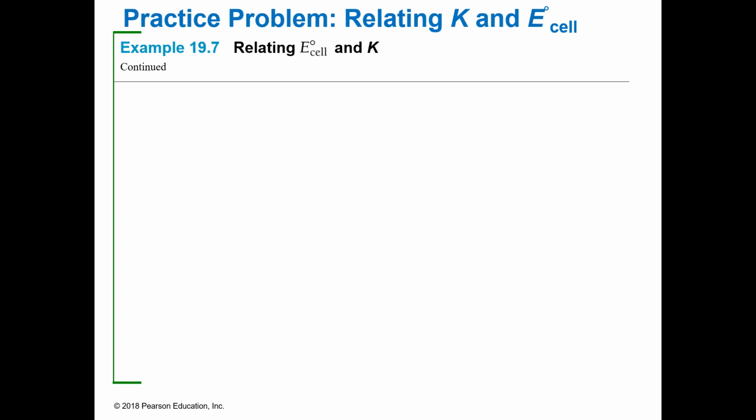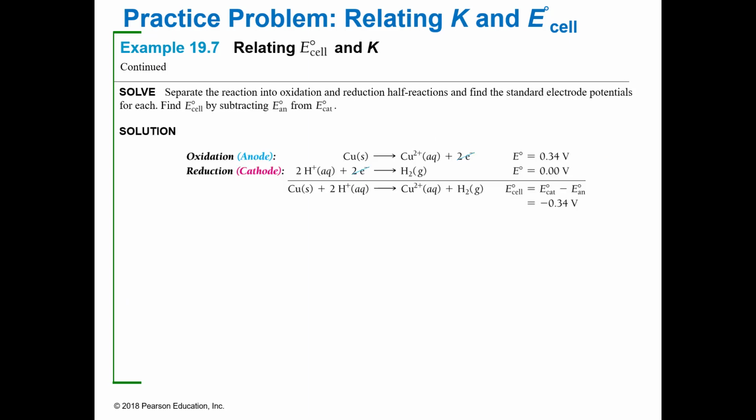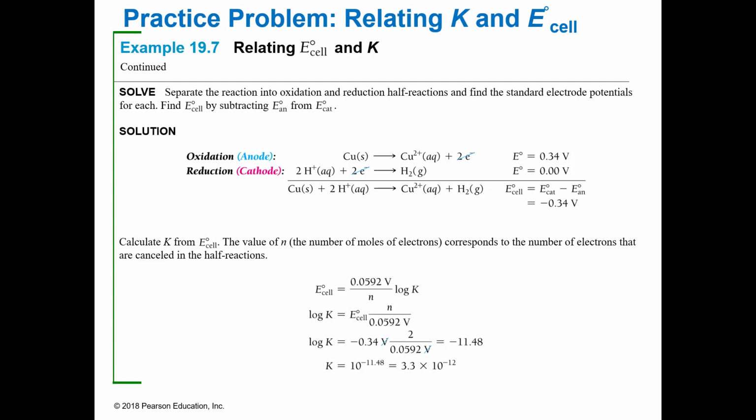You are going to find the standard cell potential, and so the copper is being oxidized and the hydrogen's being reduced, and it's 0. So cathode minus anode gives us a negative 0.34 volts, and you go, it's not going to be spontaneous. And then here's where it gets a little easier. You put in the standard cell potential, and again, the number of moles of electrons being exchanged in this reaction is 2. Divide by 0.0592 volts. The volts cancel out, and we get a log of K of negative 11.48.